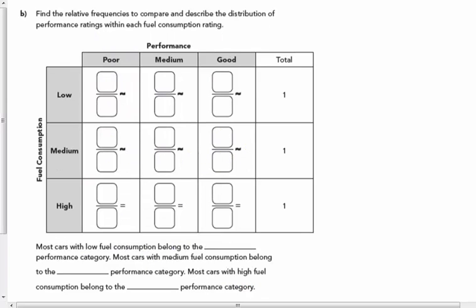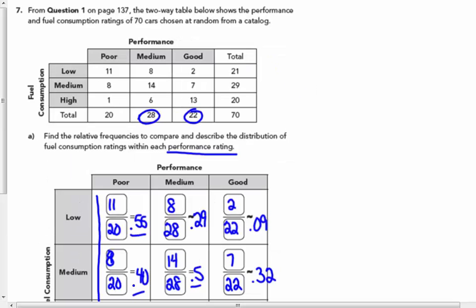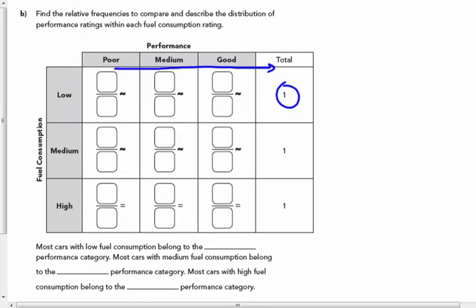Part B, find the relative frequencies to compare and describe the distribution of performance ratings within the fuel consumption. So now I'm going across the chart, and how do I know that? Because my total of 100%, or a total of 1 for my relative frequencies, is across the row. So I see it here, the 1. I'll start the first cell for you. Going back, low going across over the total would be 11 out of 21. So you'll need a calculator to actually divide 11 by 21 to get my 52 hundredths to fill in that box.